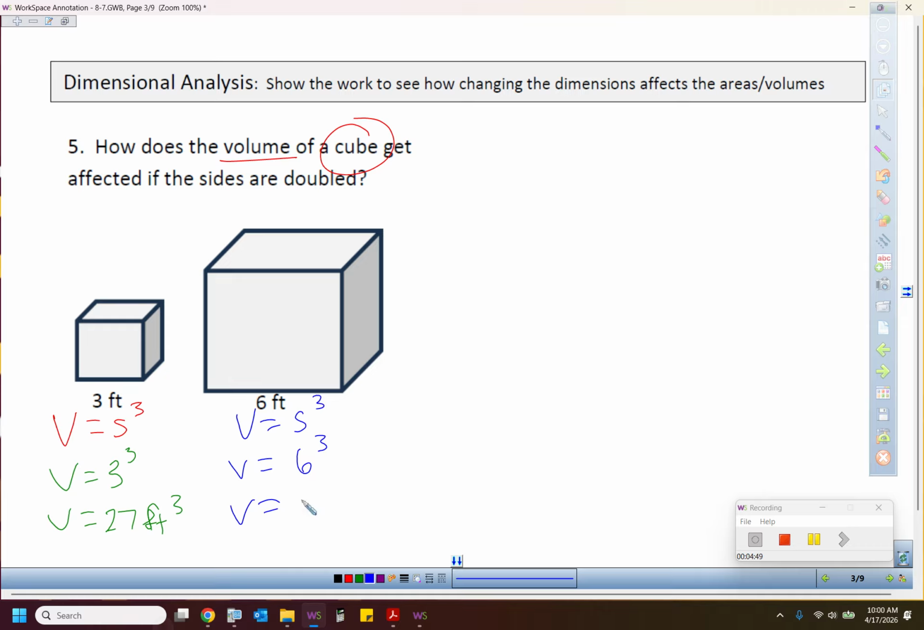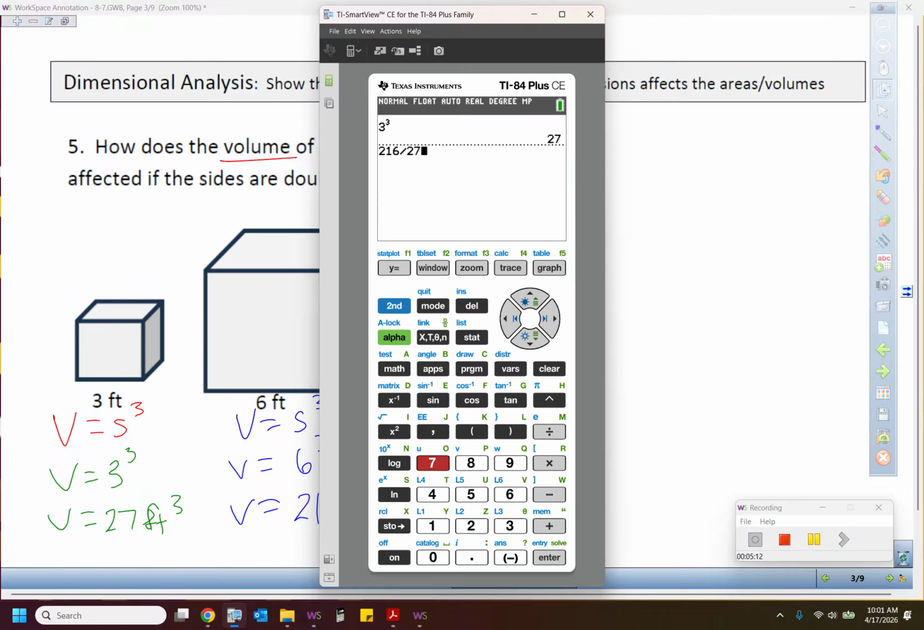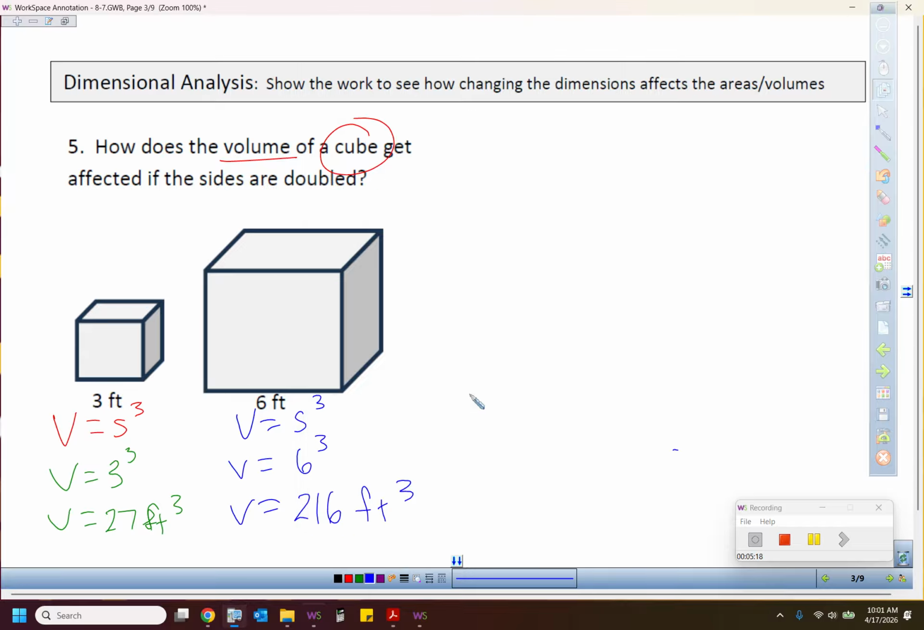What did you get on that one? 216 cubic feet. Well, they ask how these compare. So what you do is take your big one divided by your small one, right? Take 216 and divide it by 27 and see how many times bigger that is. 216 divided by 27. How many times bigger is that other cube? 8 times bigger. So we'll write this answer: the volume got multiplied by, you see how I abbreviated multiplied by just mult, multiplied by 8.